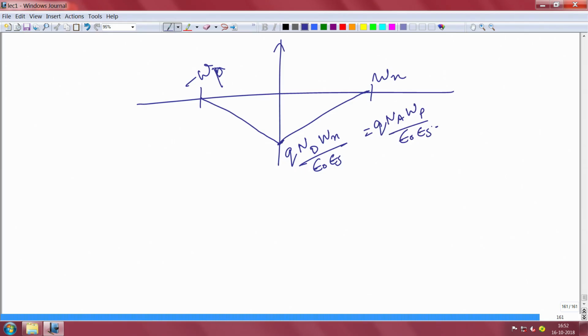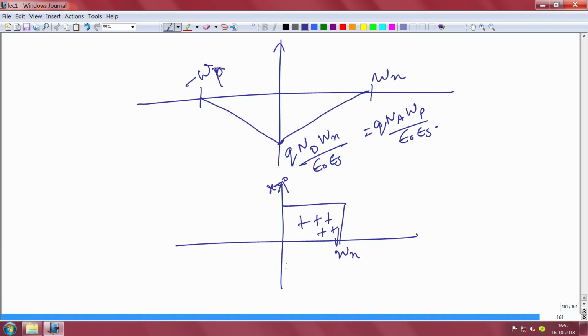The whole analysis that we have done till now assumes the complete depletion approximation, which means this is x equal to 0. For example, if I draw the charge, on Wn you have positively charged ionized cores, and on the other side you have minus Wp, so you have negatively charged acceptor ions.